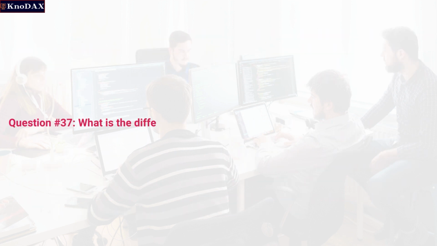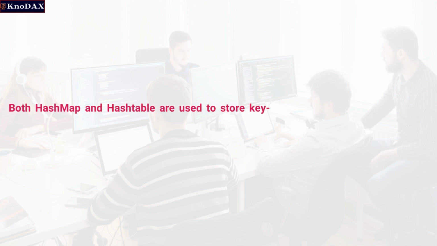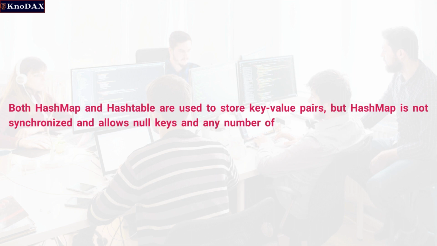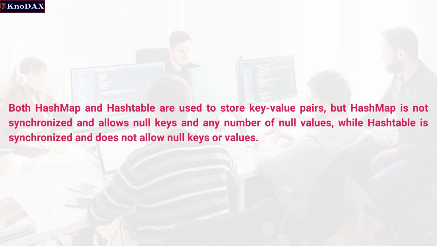What is the difference between a HashMap and a Hashtable? Both HashMap and Hashtable are used to store key value pairs. But HashMap is not synchronized and allows null keys and any number of null values, while Hashtable is synchronized and does not allow null keys or values.